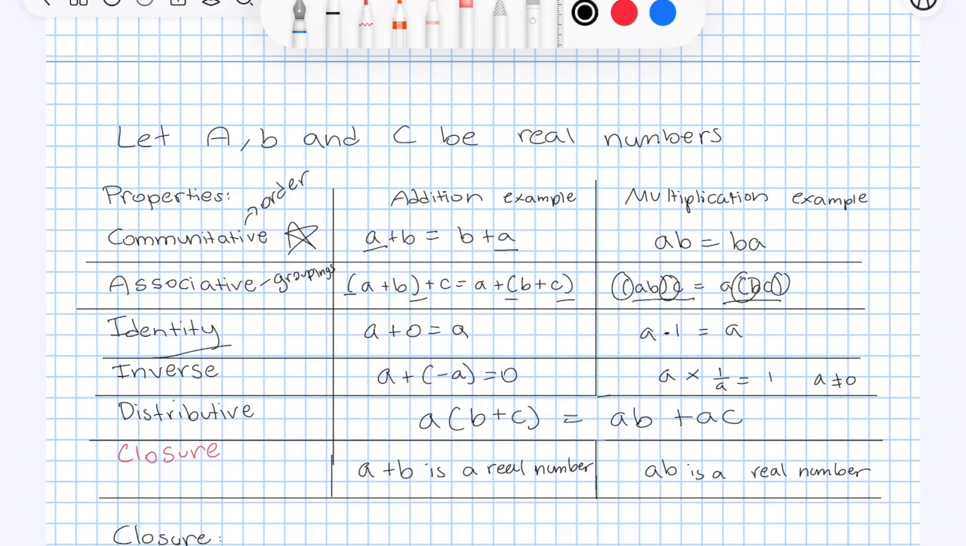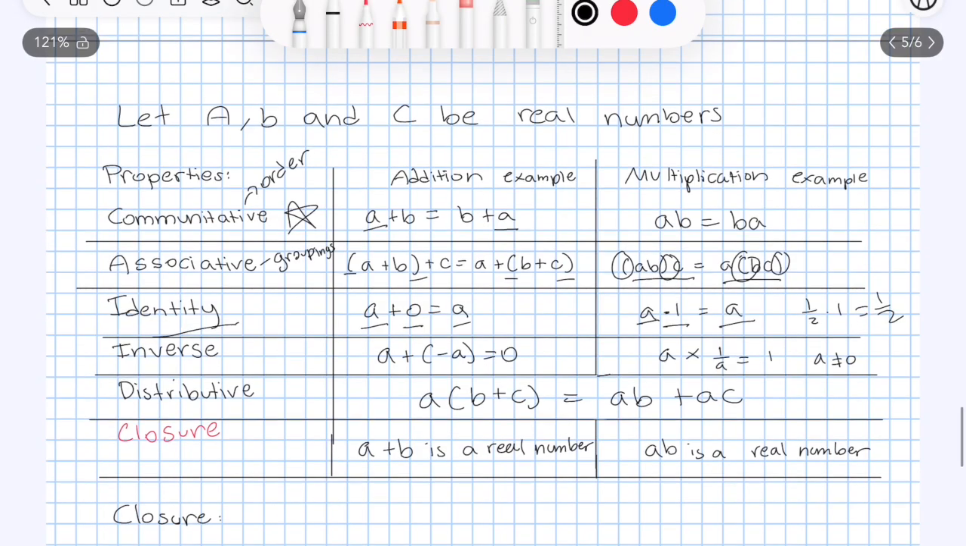Next, we have the identity property. This means that, for example, for addition, a plus 0 is equal to itself, which is true because anything plus 0 is equal to itself. And same for multiplication. a times 1 is itself, a. And that's also true. Let's say one half times 1. What does that equal? One half. It's the same thing. This is an example of the identity property.